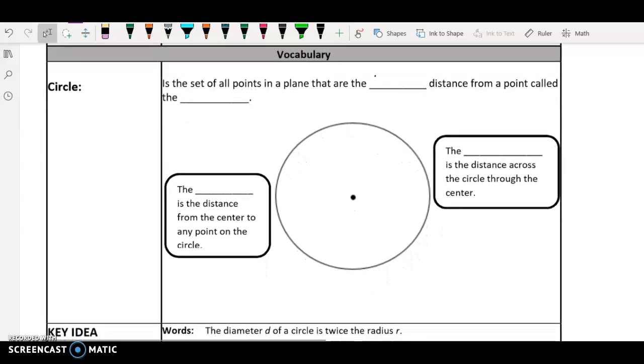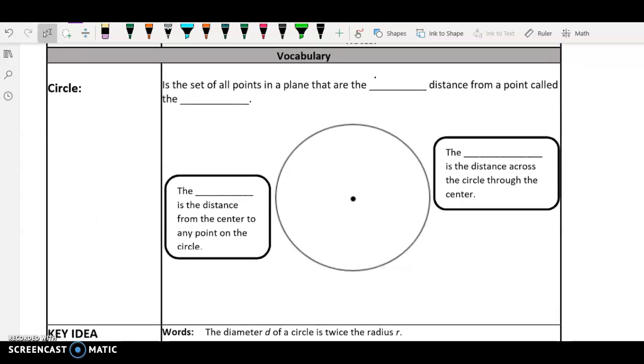Before we can actually jump in and start doing that and accomplishing our goal of finding circumference, we need to know the parts of a circle. And so we're going to start off with some vocab.